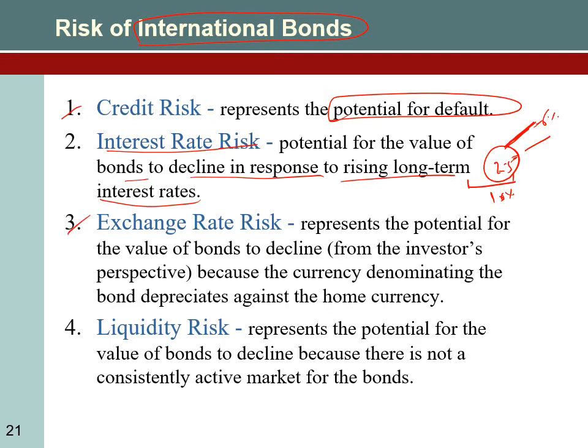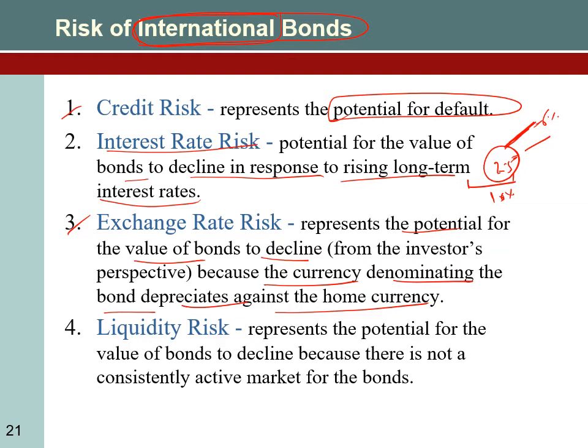Third, the exchange rate risk. What does it mean? The exchange rate risk only occurs in international bonds, not local bonds. With a local bond, there are no two currencies that are going to be exchanged for one another, so local bonds do not have this exchange rate risk. It represents the potential for the value of a bond to decline because the currency denominating the bond depreciates against the home currency, right?